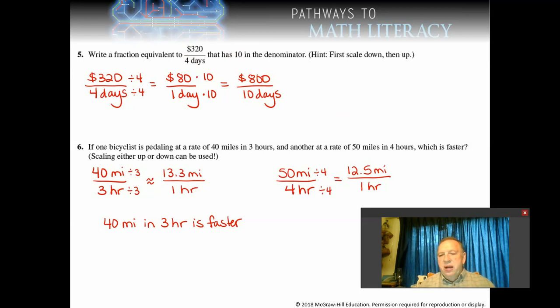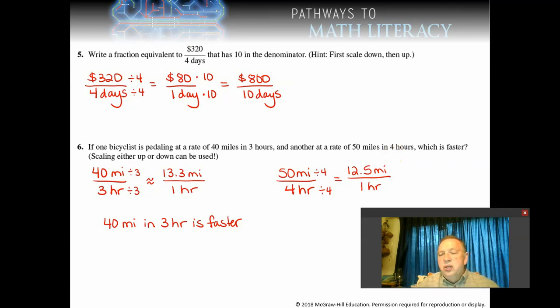So I'd like to compare 2 different unit rates, or just 2 different rates. 40 miles in 3 hours, so I've got a cyclist that can go 40 miles every 3 hours. A second cyclist can do 50 miles in 4 hours, and I'd like to know which one is faster.